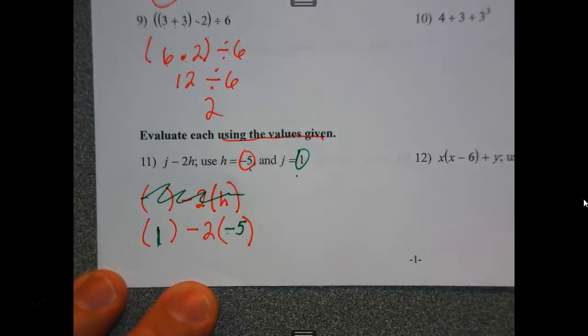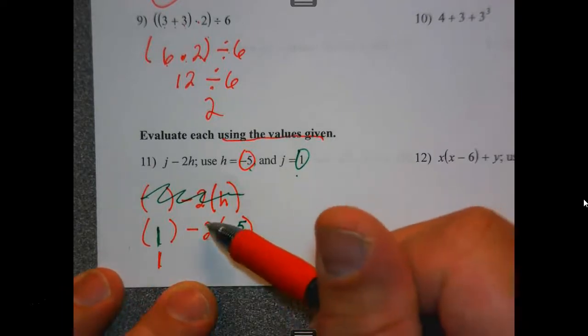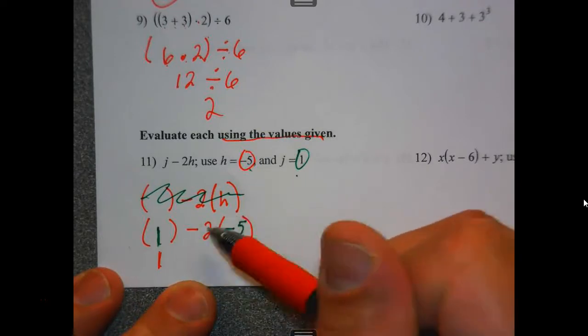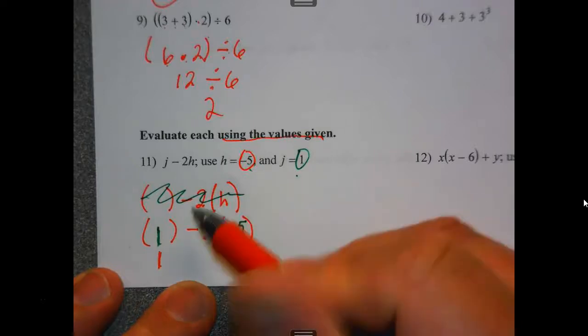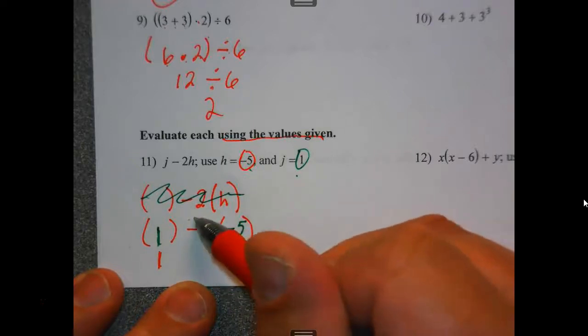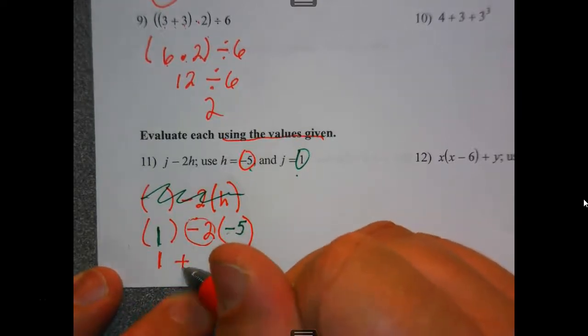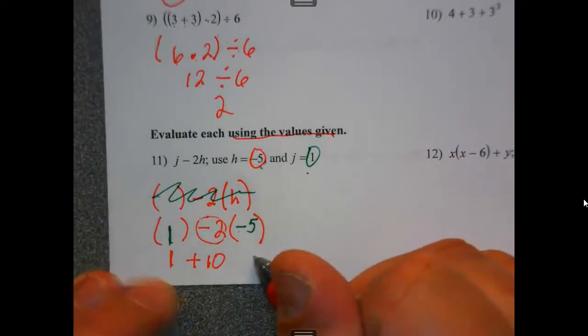So now I have 1, and here I could either take negative 2 times negative 5, or put a minus there and multiply that by negative 5 and get a double negative. I like taking negative 2 times negative 5, which gives me a positive 10. It's just easier for me to think that way. And then 10 plus 1.